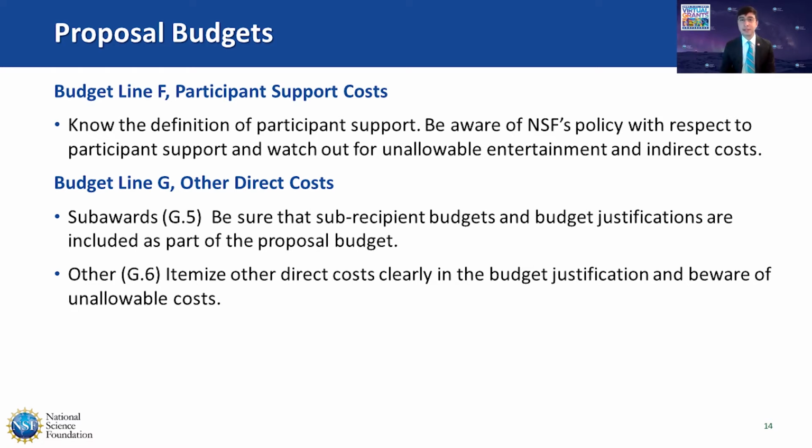Proposal budget review is an area where DGA's grants officers typically spend a lot of their time. Some more specific areas of concern where we look are the participant support and other direct cost categories. For participant support, you'll want to pay attention to the definition of participant support costs, which is included in the NSF Proposal and Award Policies and Procedures Guide, where that acronym is the PAPG. The definition is restrictive and controls the sorts of activities and items that you could cover using participant support funds. So here, you want to be careful not to embed unallowables.